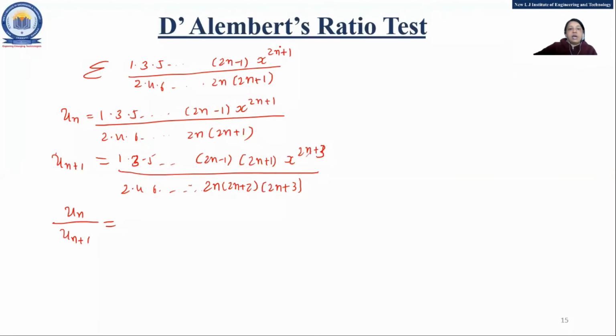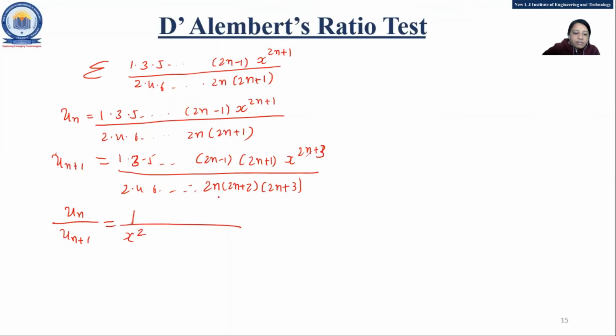What is the remaining? Now I want an answer from you. We have done so many types of question of this only. So what is un upon un plus 1? Anyone? See, all our terms are supposed to be cancelled out. Here it is up to 2n and here it is up to 2n minus 1. So in un that is x raised to 2n plus 1, and in denominator it is x raised to 2n minus 3. If you simplify this, you will have x square, right? So 1 upon x square.